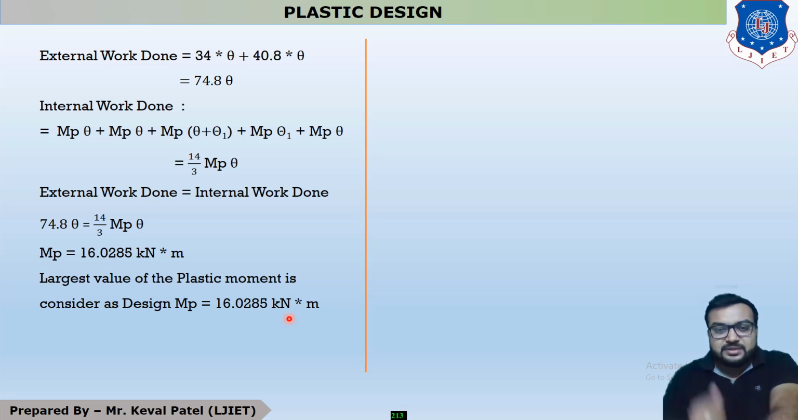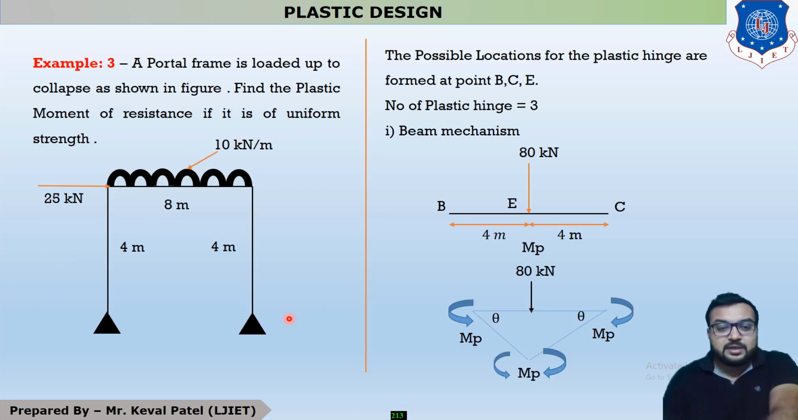Now some change is in example number 3. So this change is UDL. Okay. And you can see that in your portal frame both the supports are hinge supports. So the question is: a portal frame is loaded up to collapse as shown in figure. Find the plastic moment of resistance if it is of uniform strength. It means Mp is the same in all the frames.